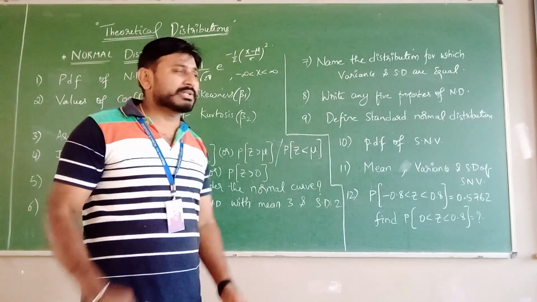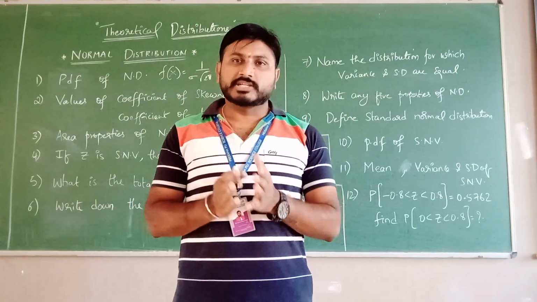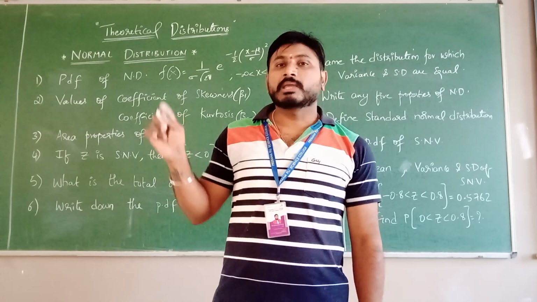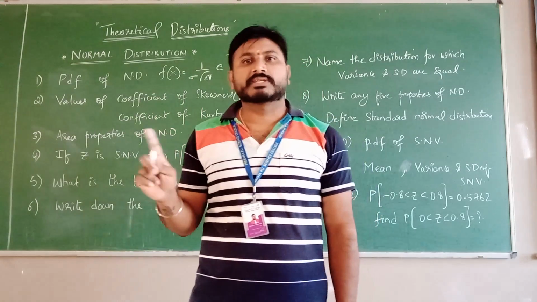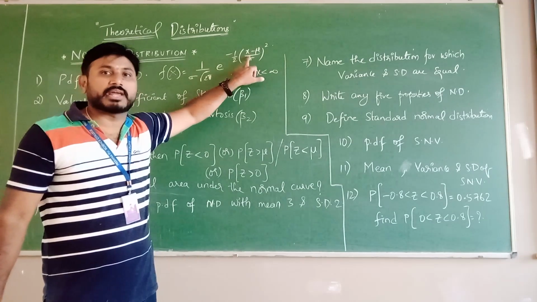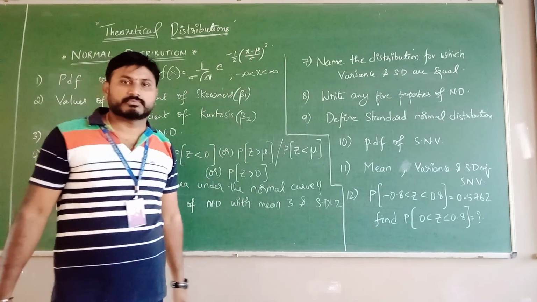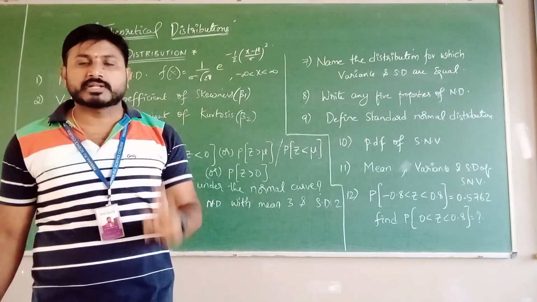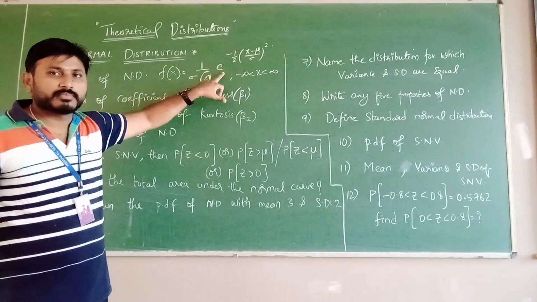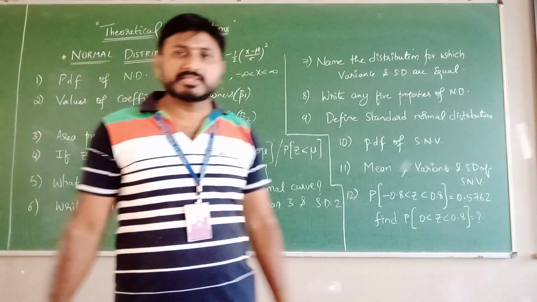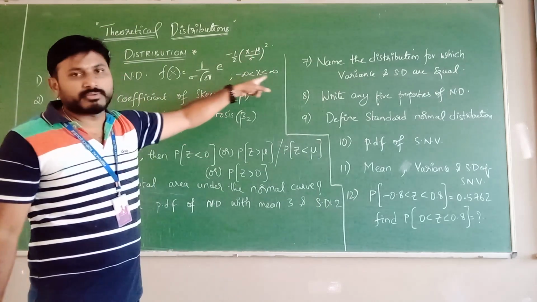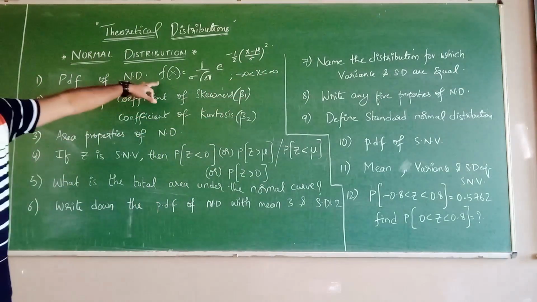Are you clear? Once again I repeat the definition of normal distribution. Let x be a continuous random variable with its PDF f of x equals 1 by sigma root 2 pi, e power of minus 1 by 2, x minus mu by sigma whole square. Here mu and sigma square, the variance, are the parameters of normal distribution. Remember, mu and sigma square are the parameters of normal distribution. You know the value of pi and the value of e, right? By simplifying this, x lies between minus to plus infinity. This is the PDF of normal distribution.